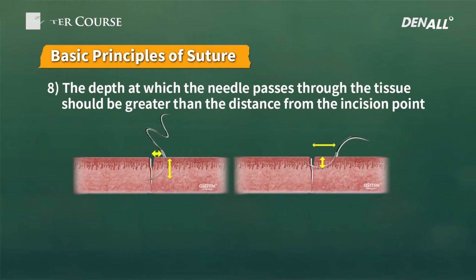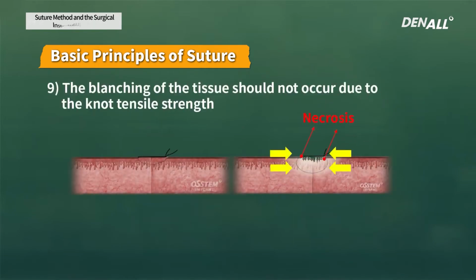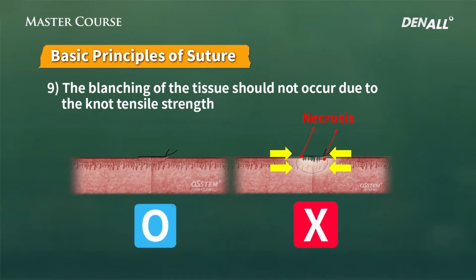Eighth, the depth at which the needle passes through the tissue should be greater than the distance from the incision point for safe suturing. And ninth, this is very important. If you have a too tight knot, it could result in necrosis. After suturing, if there's a wide blanching of the site, the blood supply will be prevented, thus leading to necrosis and resulting in wound dehiscence. So tension-free suturing is what you should aim for.